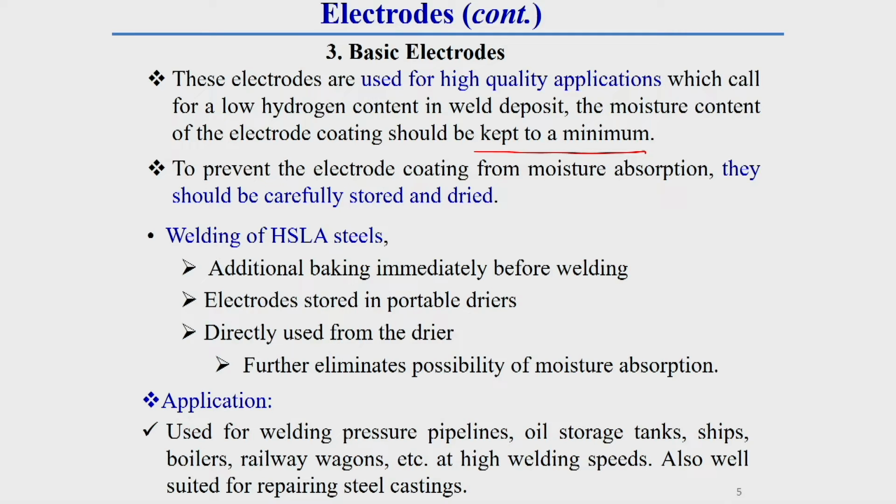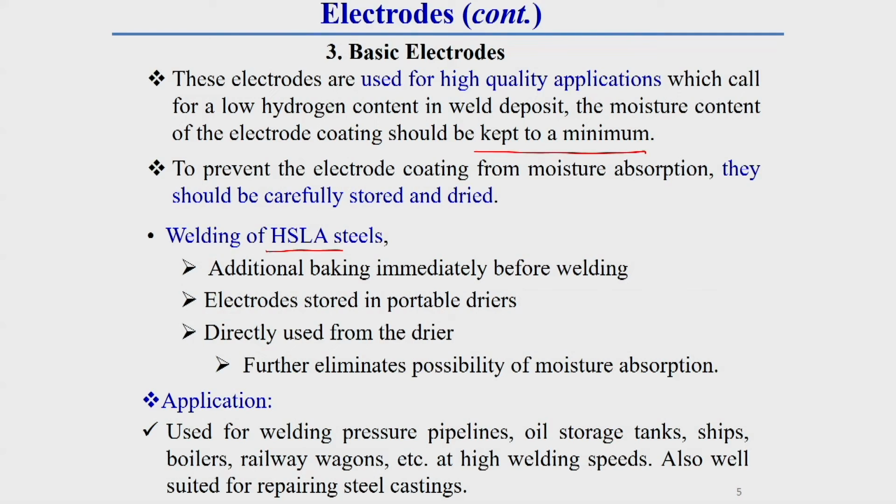That's because this type of flux has a tendency to absorb moisture. Once there is moisture in the flux, during welding it burns and can produce hydrogen. That hydrogen again can cause embrittlement and cracking in the weld joint. That's why whenever you do welding using this type of electrode, you should dry it properly, so that moisture is removed and is as minimum as possible.